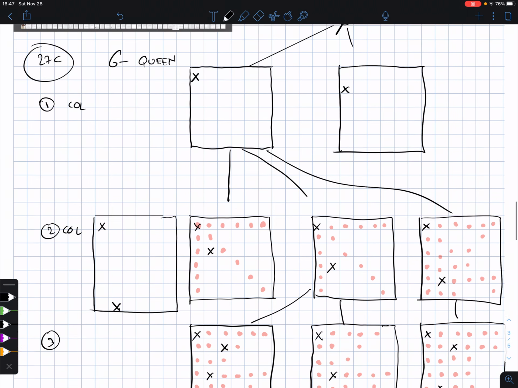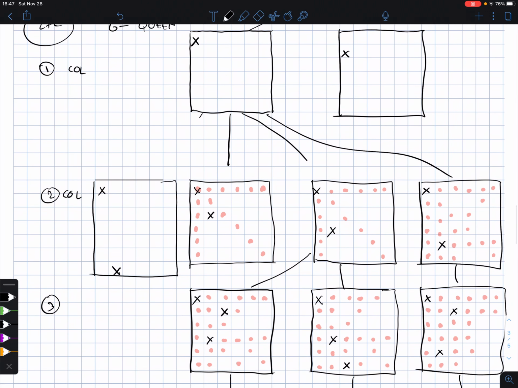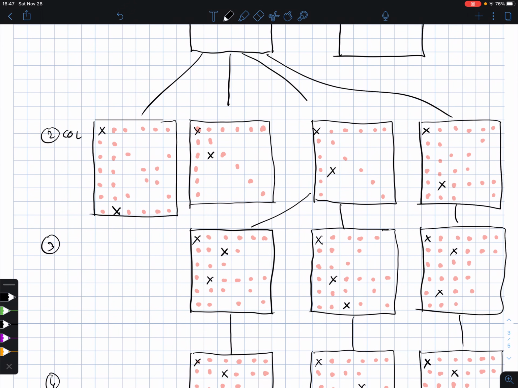Okay, so let's see whether this works. We still have to work this out. Let's work this out here. So again, these two columns are gone, and also these rows, and then this diagonal and this diagonal. Okay, so what can we do in the third level?